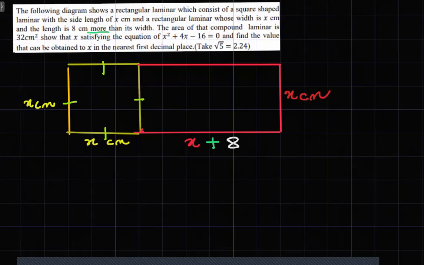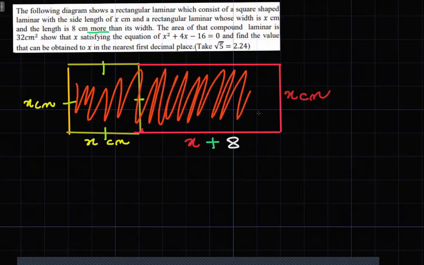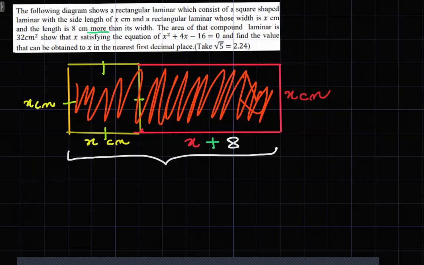So show that x satisfies the equation. What's the shape of the compound lamina? Let's color that in orange once again. This is the compound lamina, which is rectangular in shape. Now, what's the width of the compound shape, the orange shape? It is x centimeters. And what's its length? How do we find out its length?